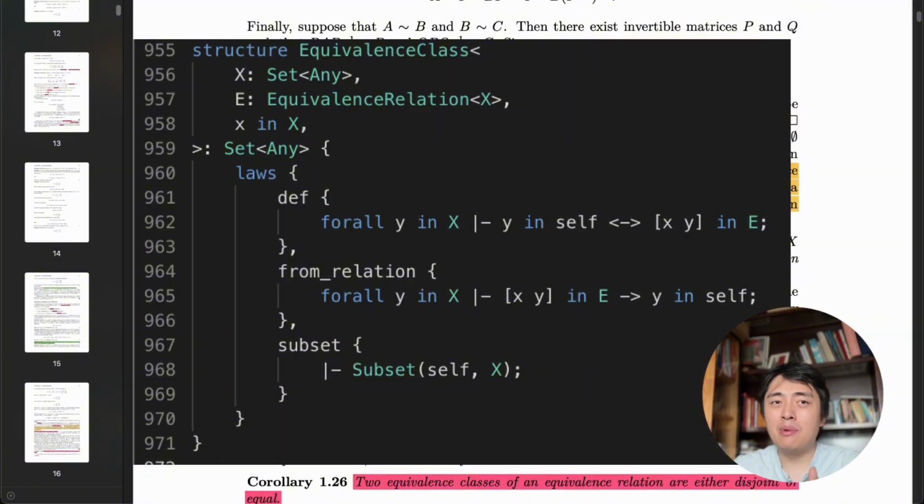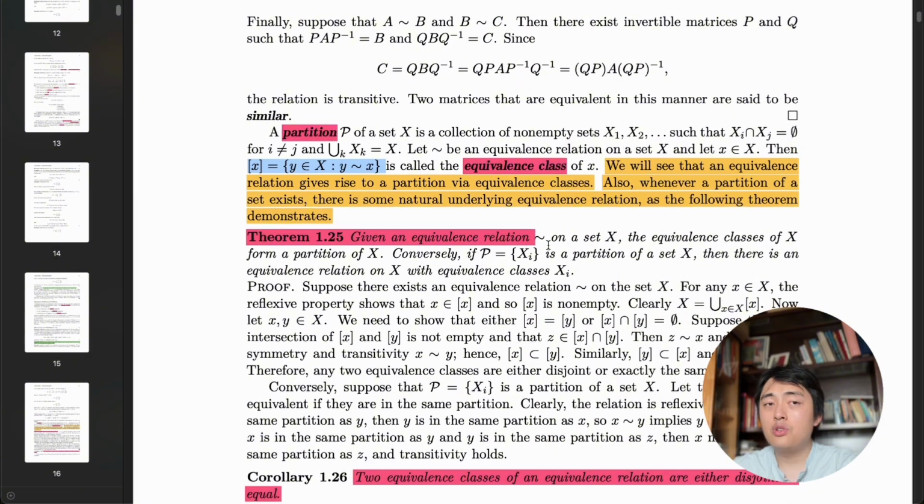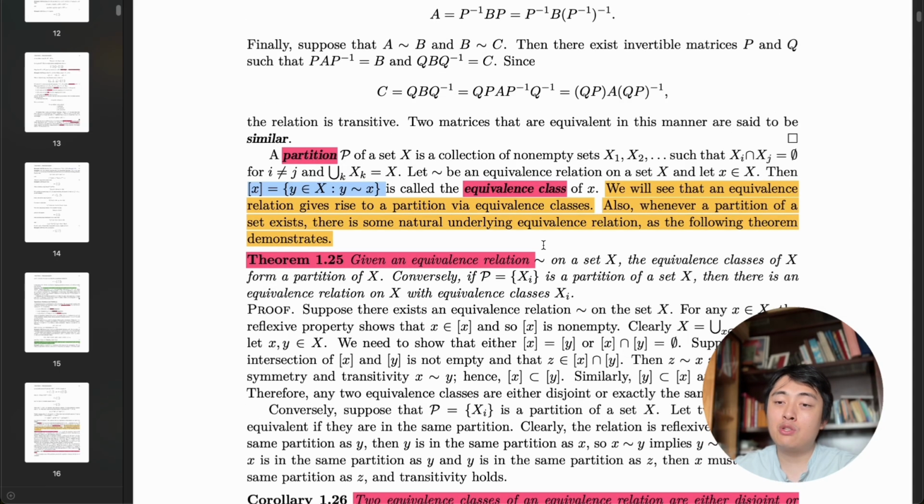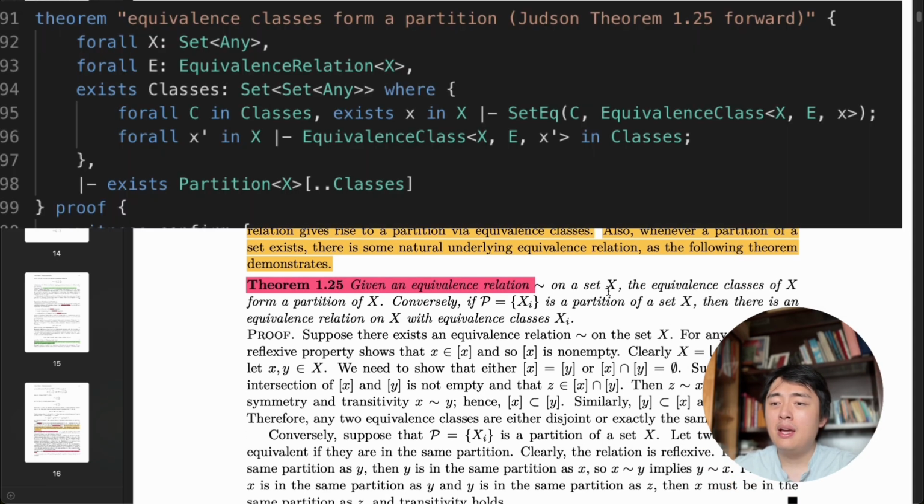Okay, because it gathers elements only from X, so it must be a subset of X. After this definition, we have a small lemma in the file saying that the members of an equivalence class lie in X. So those are handy. And these three concepts, equivalence relation, partition, and equivalence classes, are closely related, as we will see in this final theorem. It says that the equivalence classes of X form a partition of X.